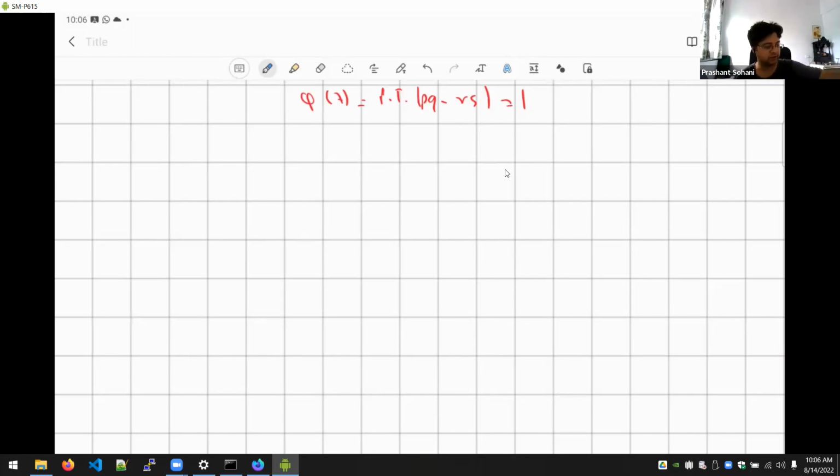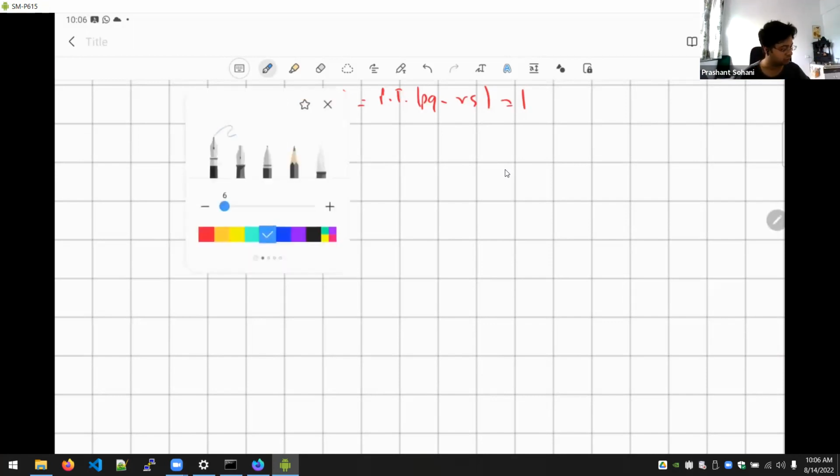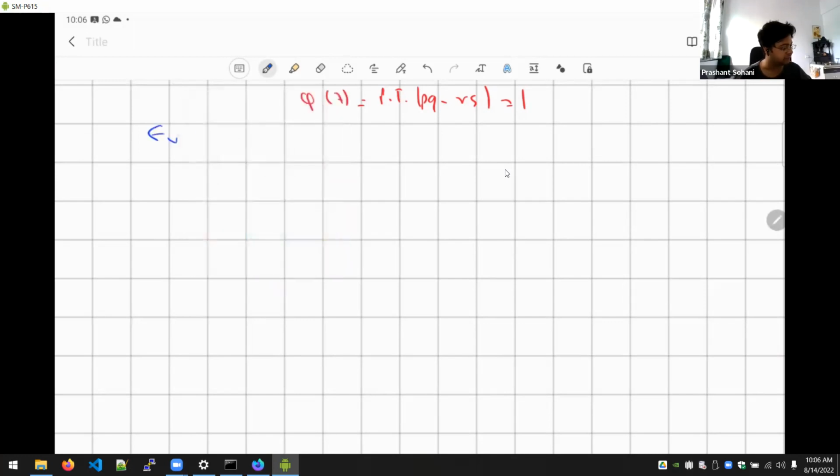So Euclid's algorithm, I think students may already know what it is, but basically it's an algorithm to quickly find the GCD of two numbers. So given some numbers A and B, we want to find their GCD. And pretty much the only property we are looking at here is that the GCD of A and B is equal to the GCD of A comma A minus B.